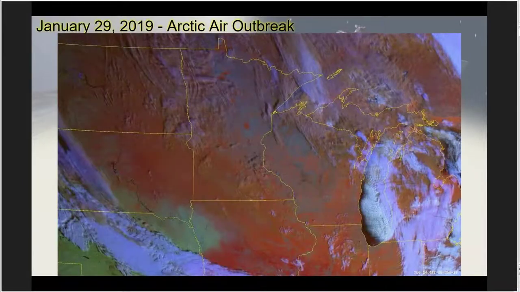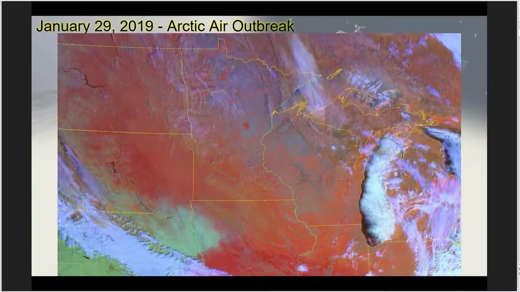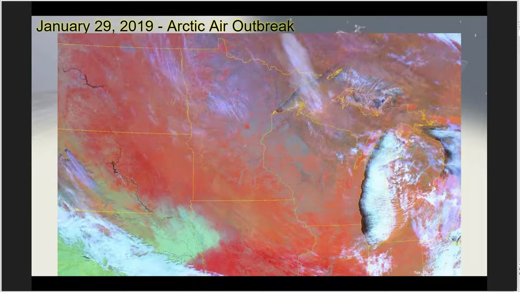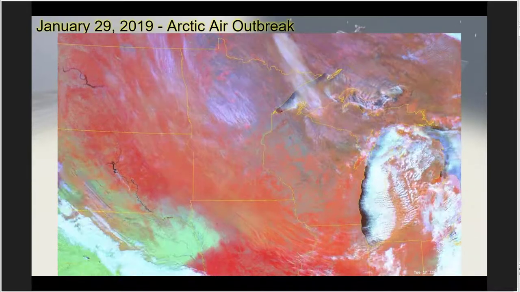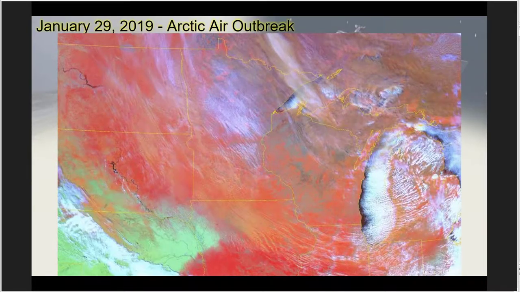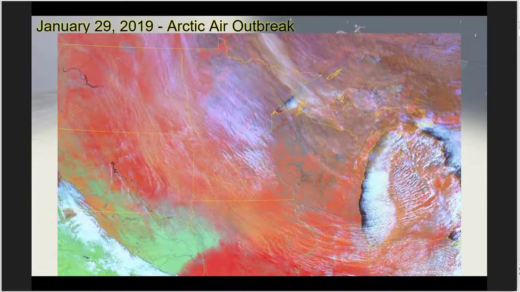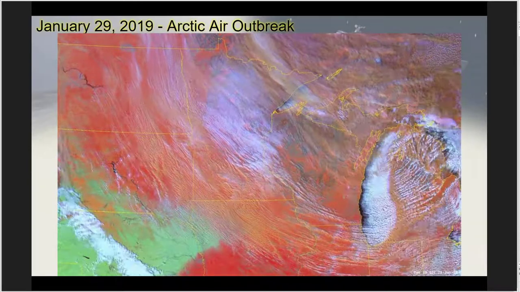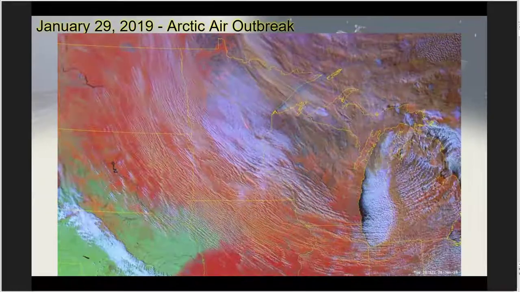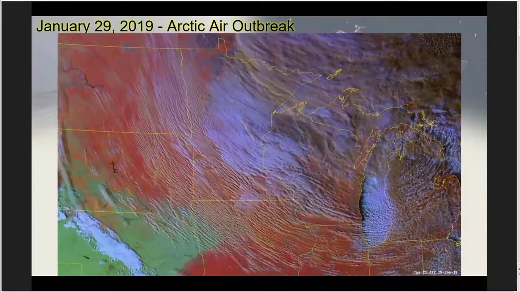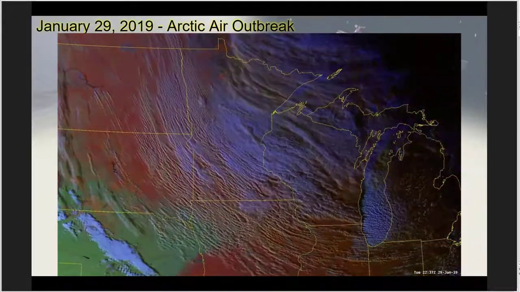So here's an example from the Arctic air outbreak that we had on the 29th of last month. There was a pretty large area of blowing snow that showed up, especially towards the later portion of the loop, from the eastern Dakotas, a good portion of Minnesota, northern Iowa, and even into northern Illinois and northern Indiana.